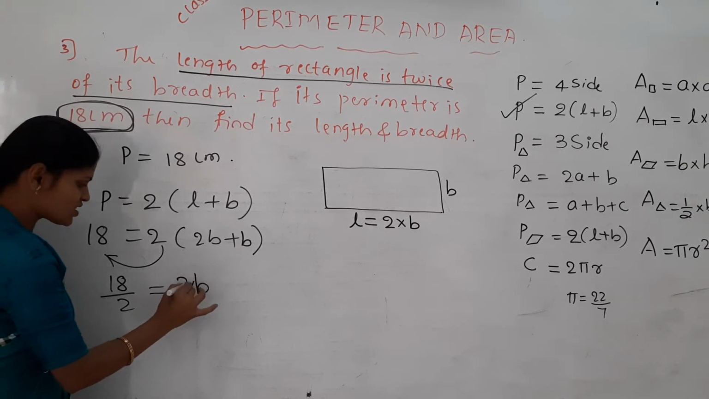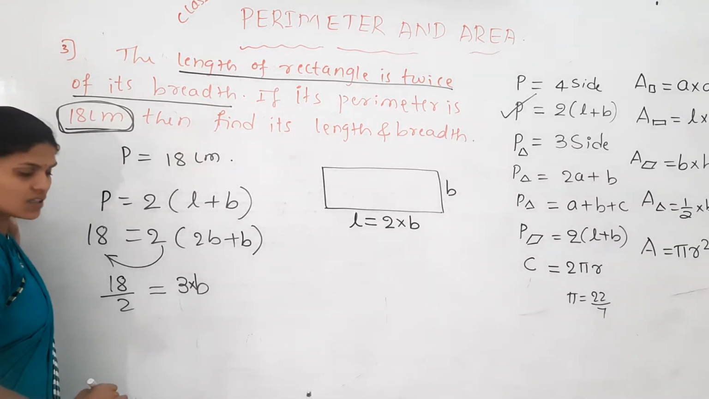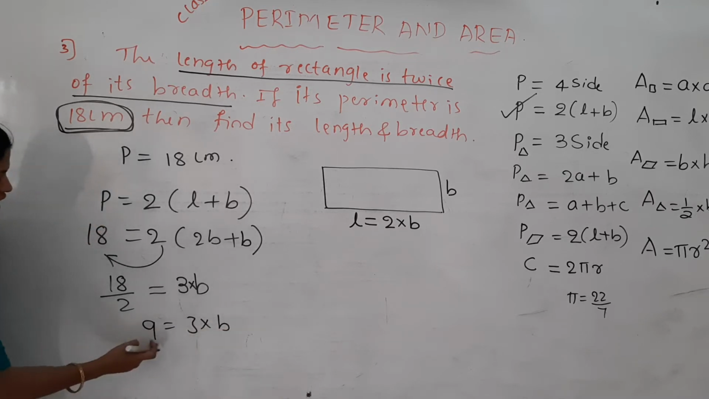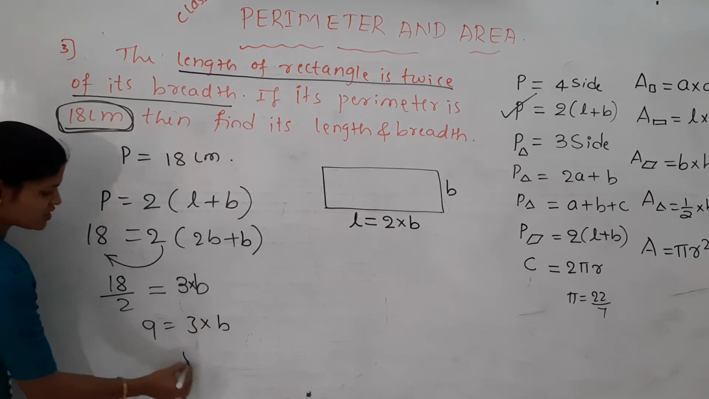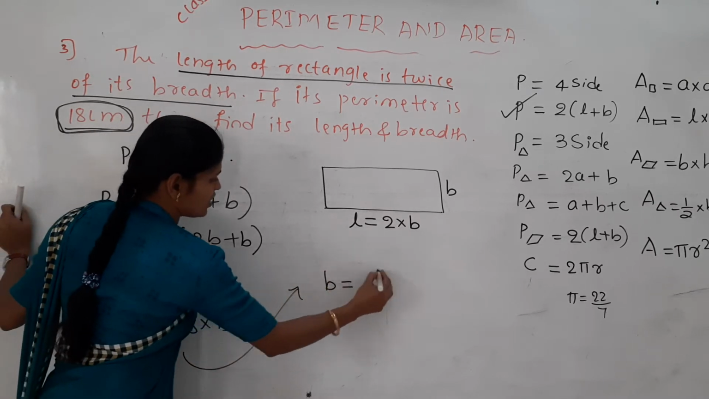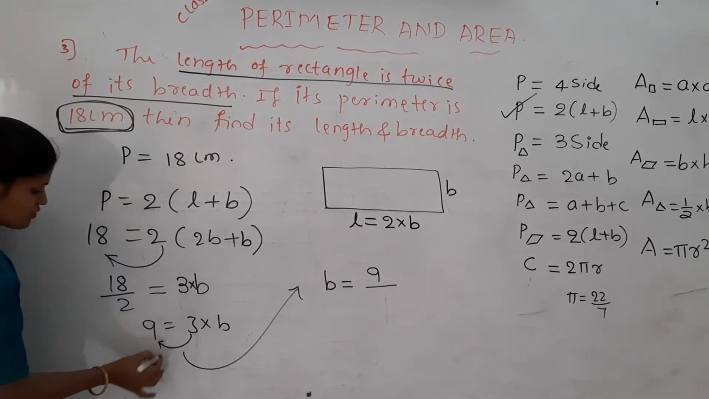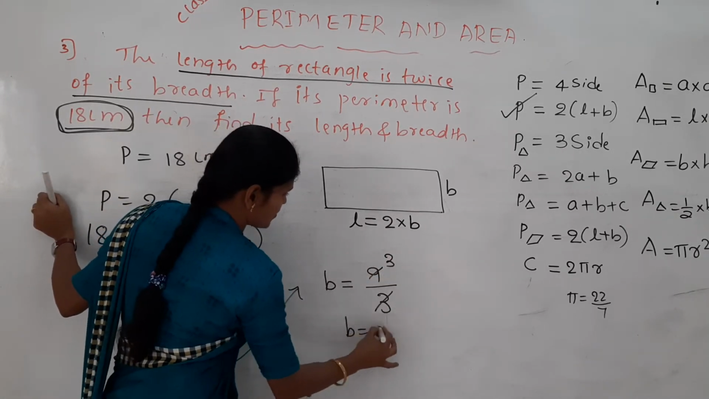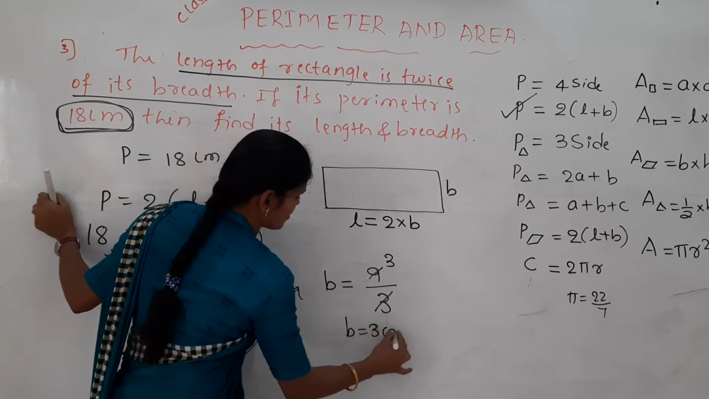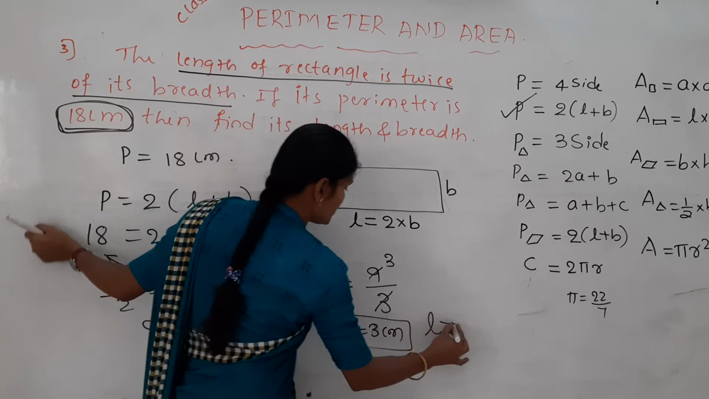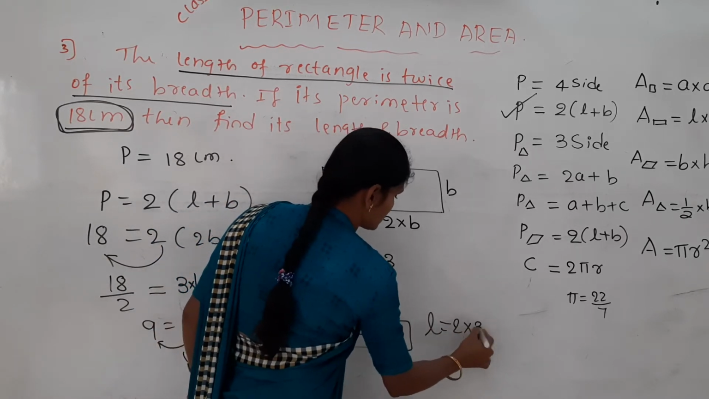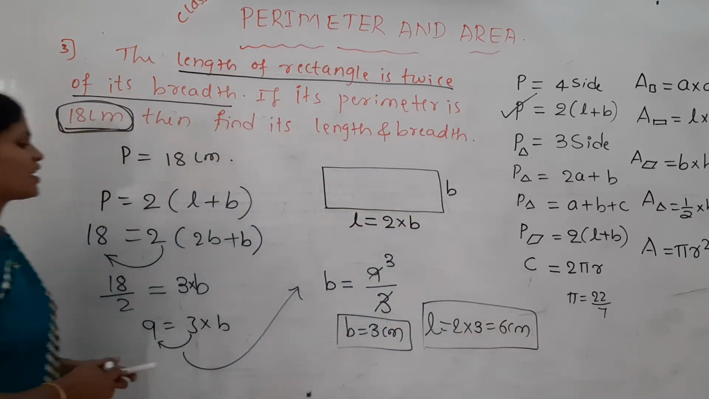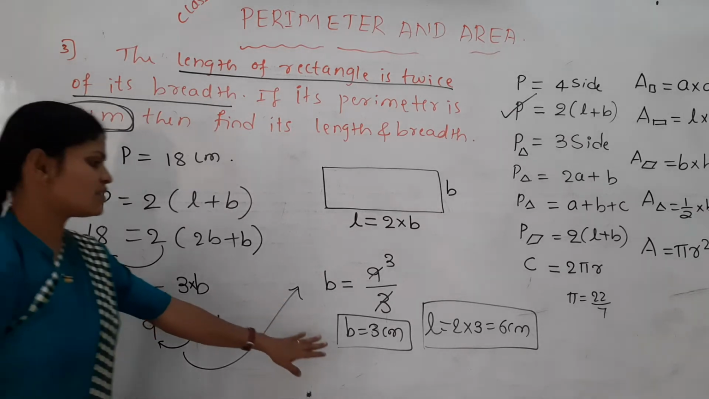3 times b means there is a multiplication. Now 18 by 2 is how much? 9. Then 3 into b. 9 is equal to 3 into b. Let's simplify this, we just need b. Now 3, if it goes to the left side, it becomes a divide. 9 divided by 3 is 3. So the breadth of the rectangle is 3 centimeter. Then what is its length? Length is equal to 2 times breadth. Breadth is 3, so 2 times 3 is 6 centimeter. The length of the rectangle is 6 centimeter and the breadth is 3 centimeter.